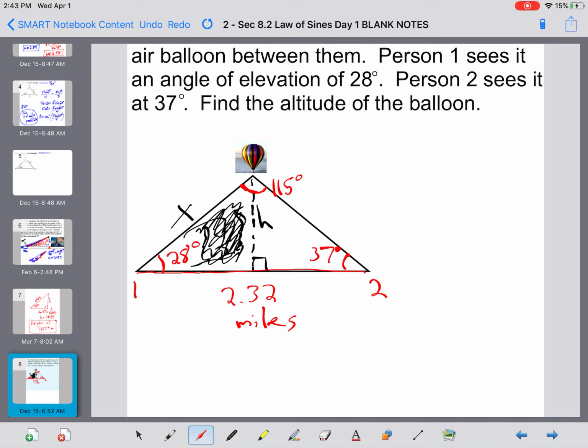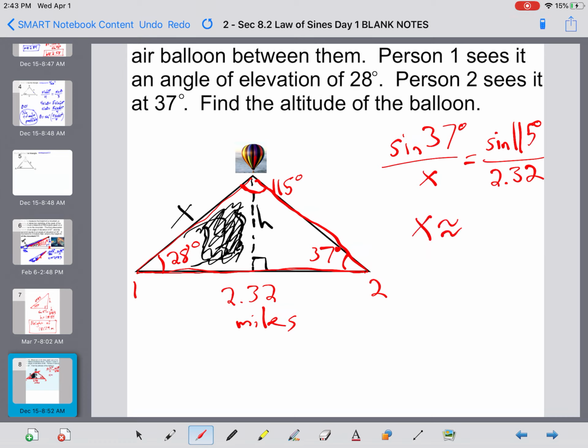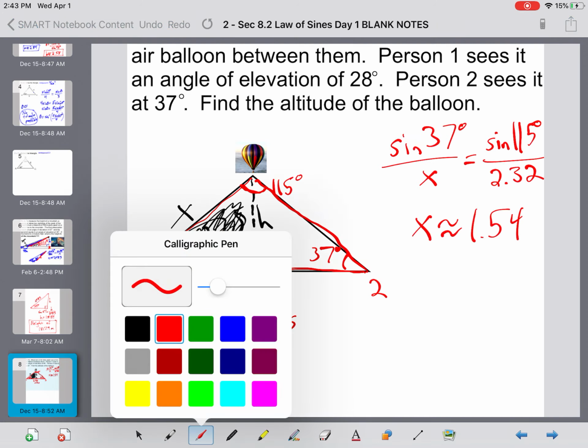The whole thing, and I can use law of sines. I get sine of 37 degrees over side x because it's across from it. I know that's equal to sine of 115 degrees over 2.32. That's using this big triangle, right? The whole outside big triangle there. So that's the setup for law of sines. Now, same techniques that we've been doing all day. If I use that and solve for x, I should get an x value of 1.54, right?